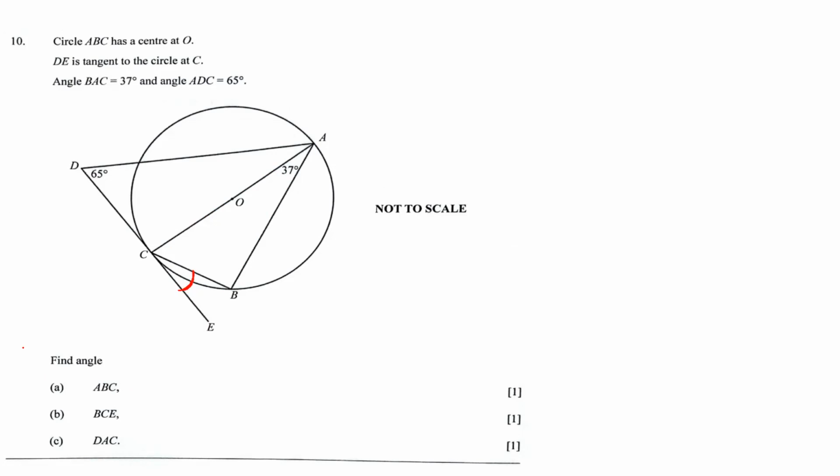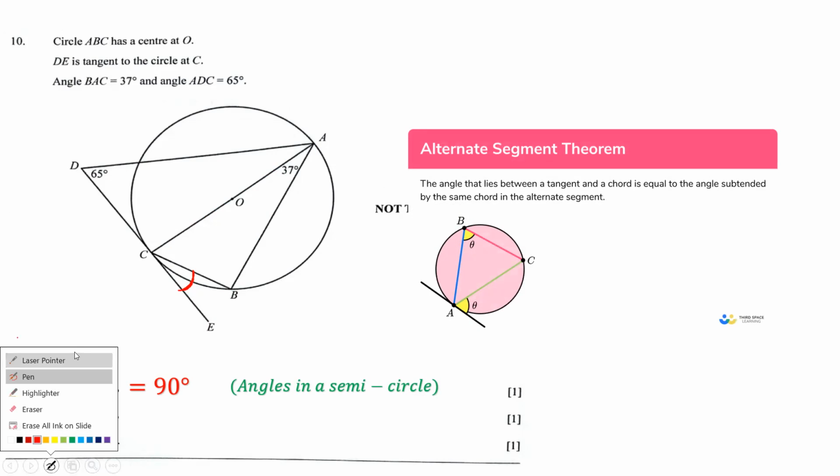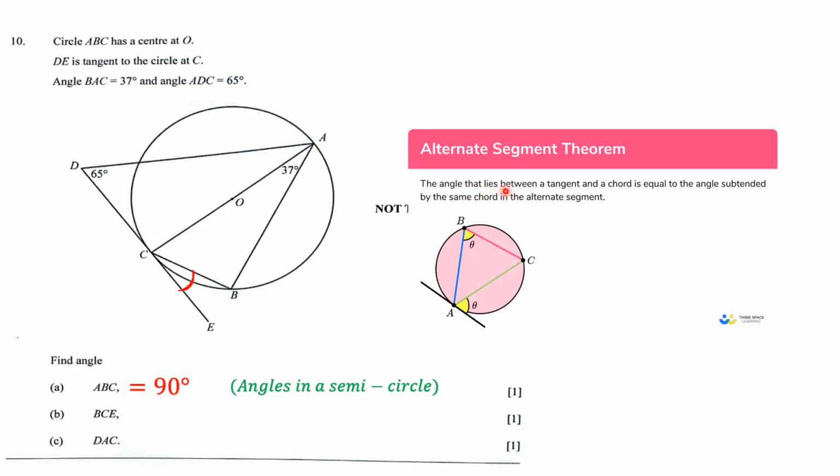In order to figure out the measurement of that angle, what we need to do is recall, or if you don't know it already, I'm going to introduce it to you. This theorem is called the alternate segment theorem. The theorem says that the angle that lies between a tangent and a chord is equal to the angle subtended by the same chord in the alternate segment. So what we have here is a tangent line. The tangent line is the line that touches the circle at one point.